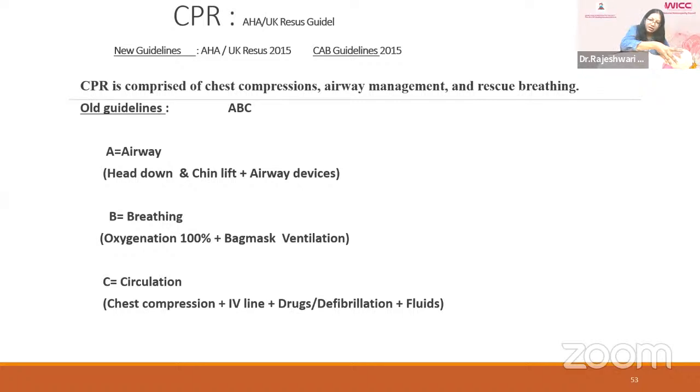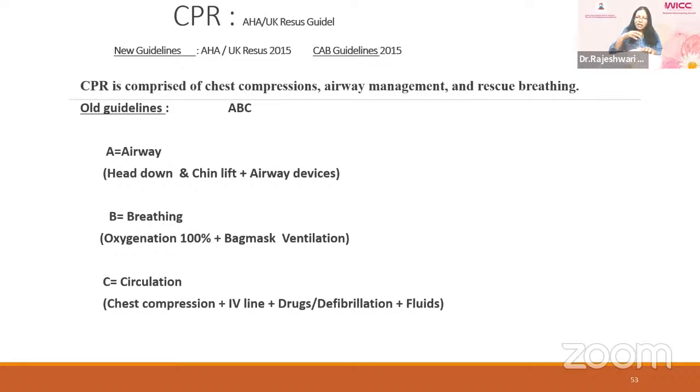And while giving the mouth to mouth breath, your eyes should be on the chest wall. Your blow of air should be so forcible that the chest wall should rise. Okay, that is the technique. After doing that, you can also check the pulse and immediately start with the CPR.